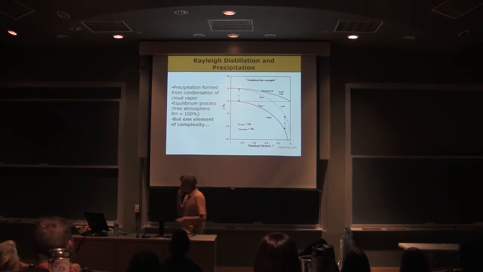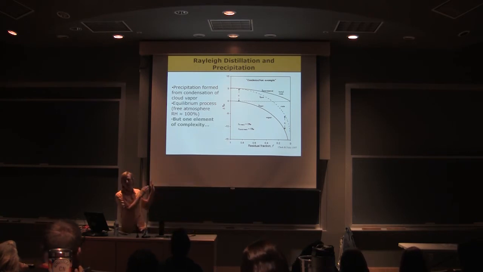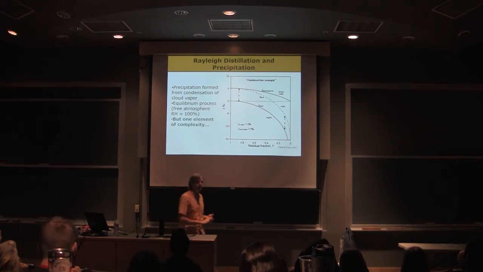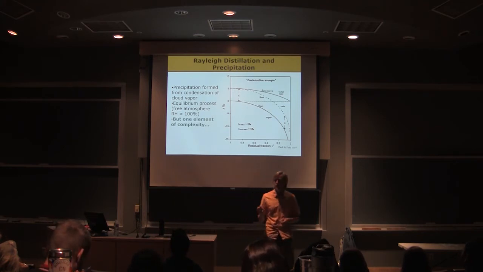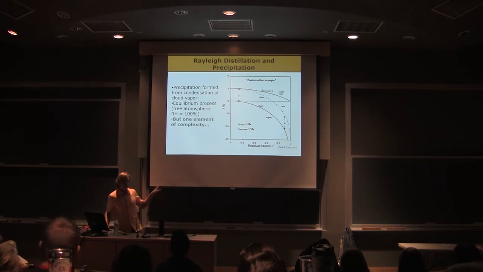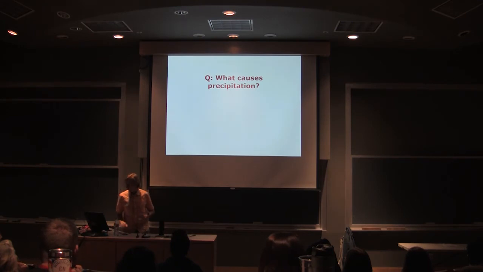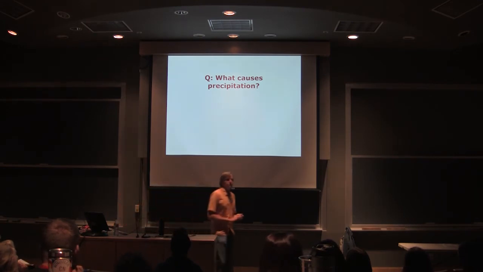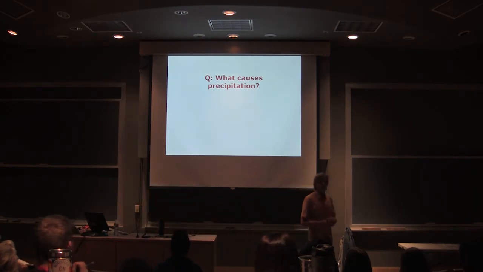But one thing I want to think about here is that this is very idealized. It might be experimental conditions or something, but if we think about the real world, there's a little element of complexity we have to throw in if we want to actually use the Rayleigh model to think about a process like, let's say, precipitation. So what causes precipitation in the real world?